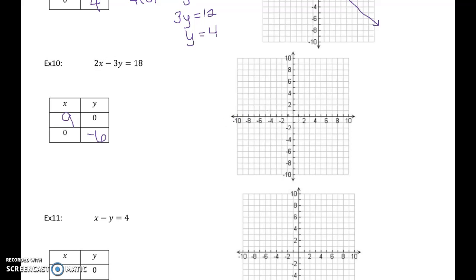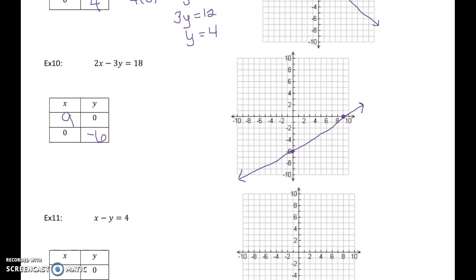So let's graph the point 9, 0 here. And graph the point 0, negative 6 here. Connect those with a straight line, and you have your graph. Always draw your line across the entire grid nice and straight through those 2 points. I will provide you with a ruler during the quiz and the test. You can always bring your own, but I do have some rulers so you can make nice straight lines.